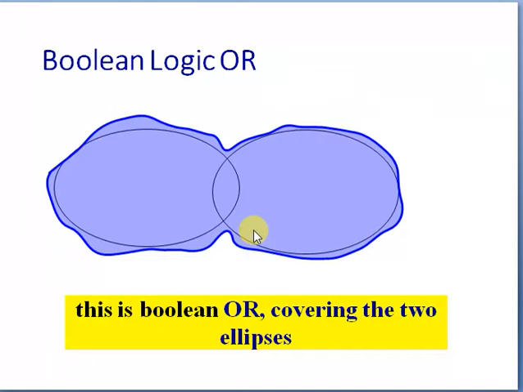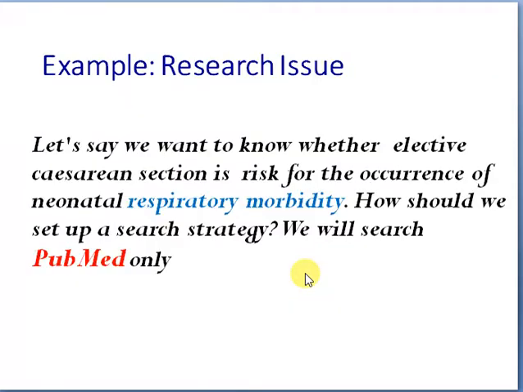The second Boolean logic is OR. OR is either one or the other. You can completely take population A, or you can completely take this one. That means this part can replace this one completely. So you can select either this one or that one. It is covering the two ellipses.